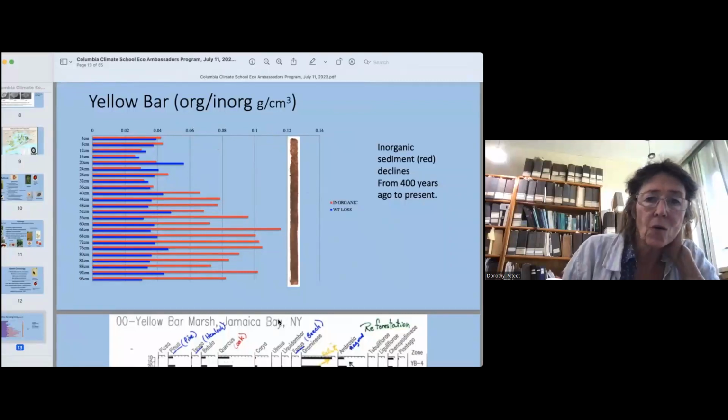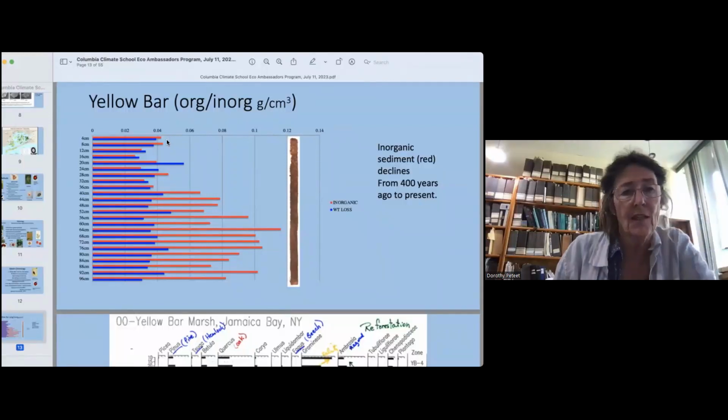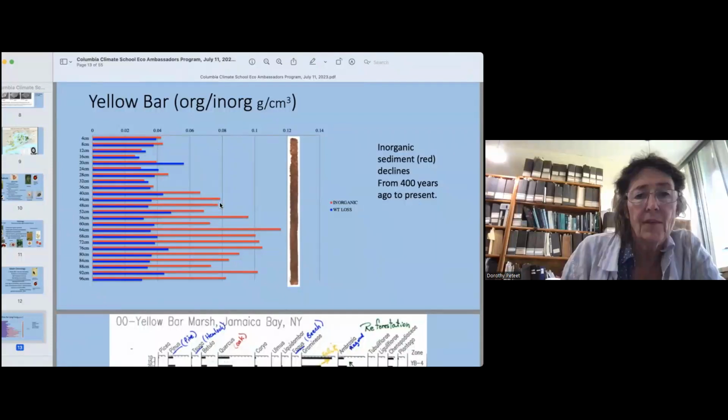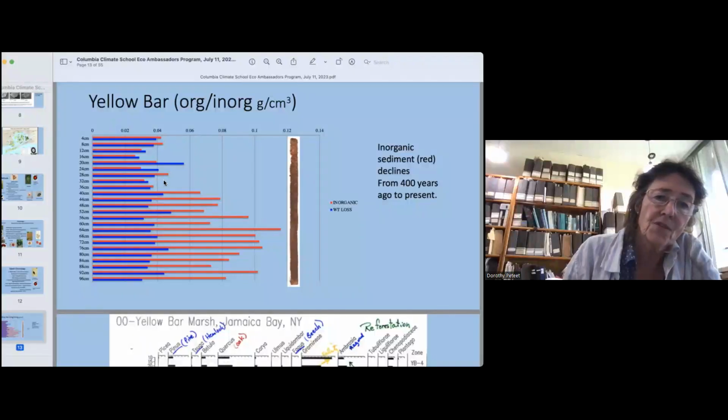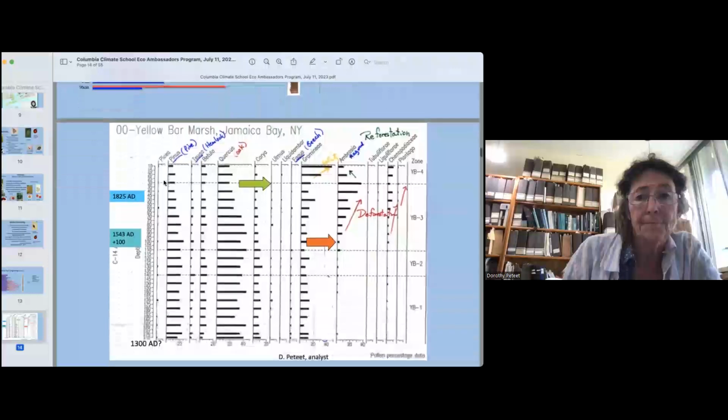So here's our core. We take little samples and we burn it. And what I'm showing you here, the red is the inorganic, so the sand, silt, and clay, and the blue is the plant and animal matter, which stays about the same. You can see through time. But the red, the inorganic, is really going down. And that's because the streams have been hardened off to concrete.